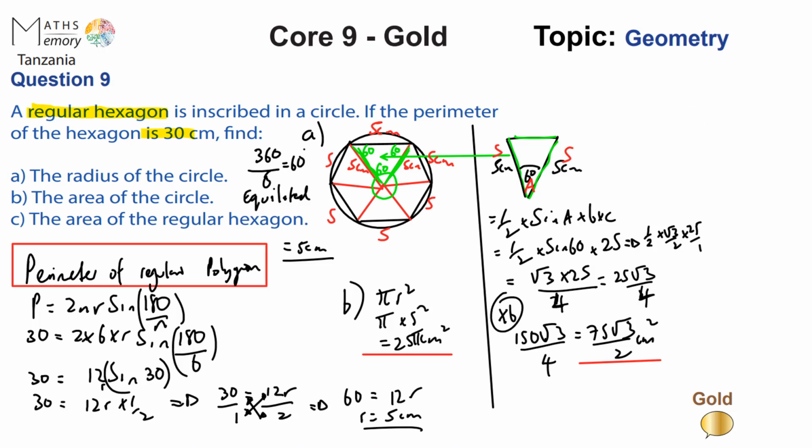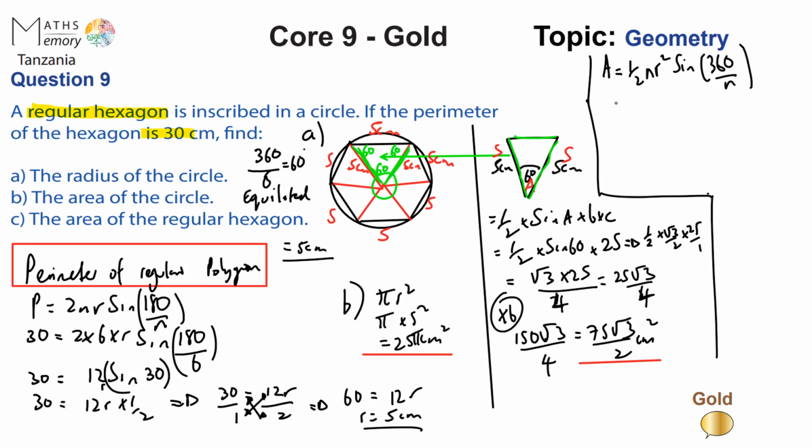So if we have enough space over here, I'm going to write it over here, in fact. Give myself a bit more space like this, as such. Okay, so this is going to be defined as this. The area is defined as A equals a half n r squared sine 360 over n. So the area is basically a half times 6 times 5 squared times sine 360 divided by 6, which is sine 60.